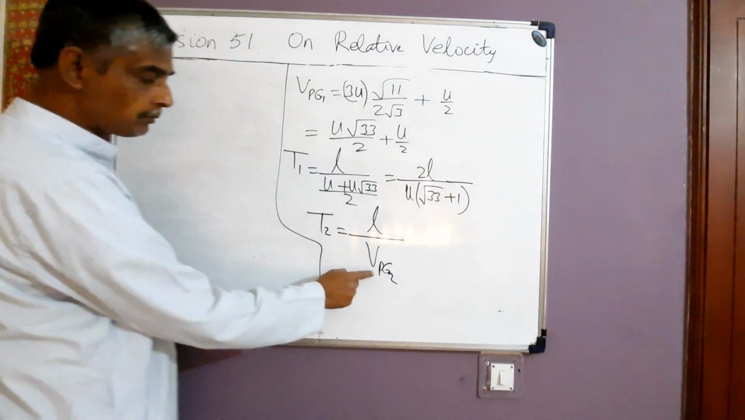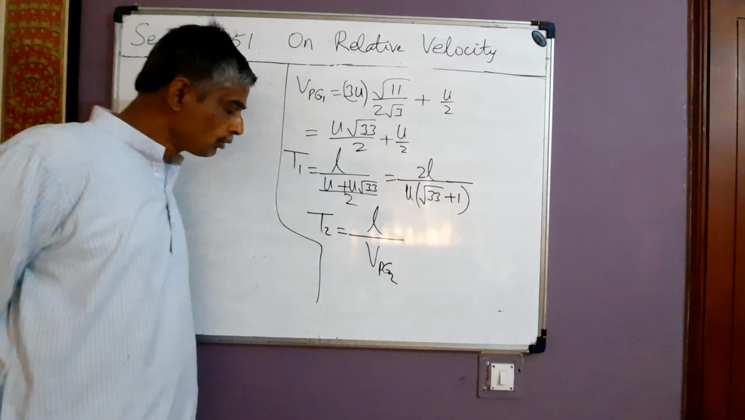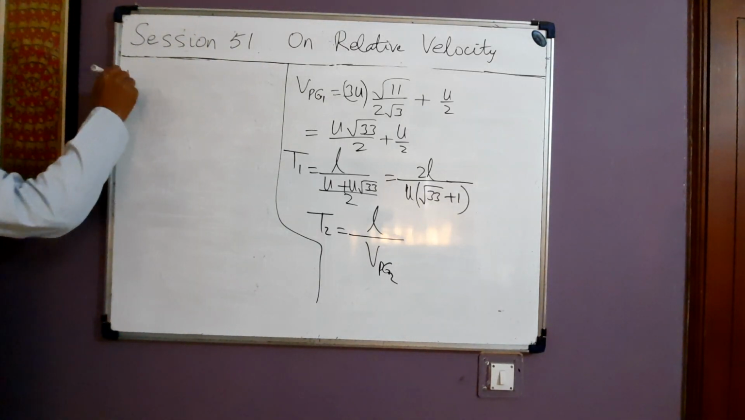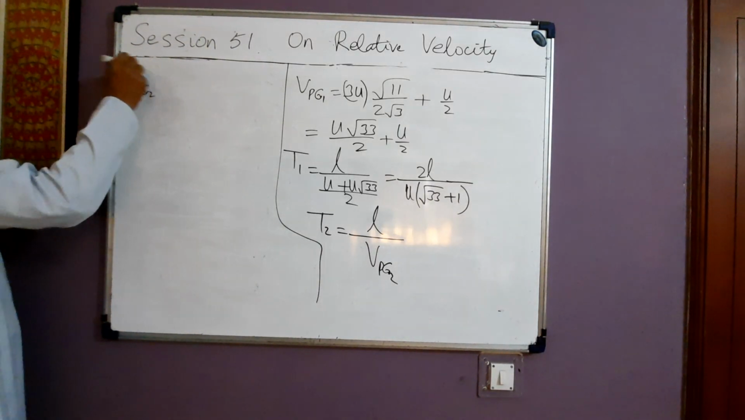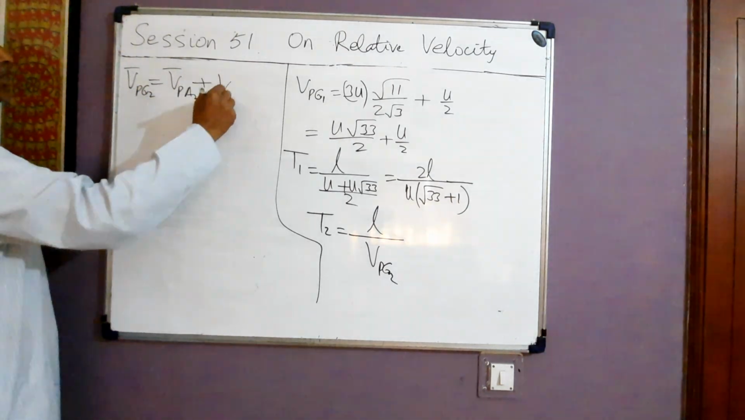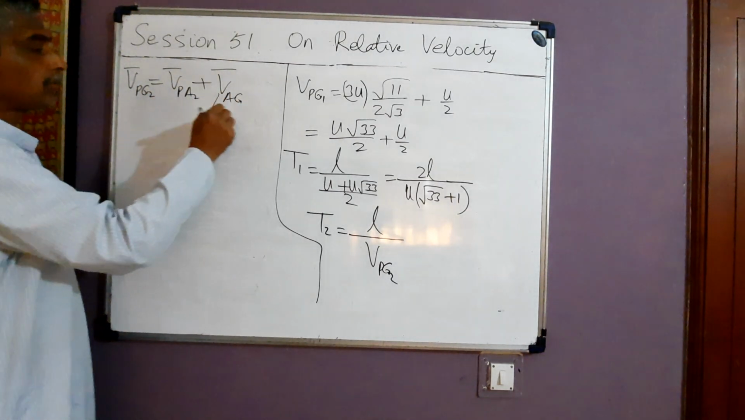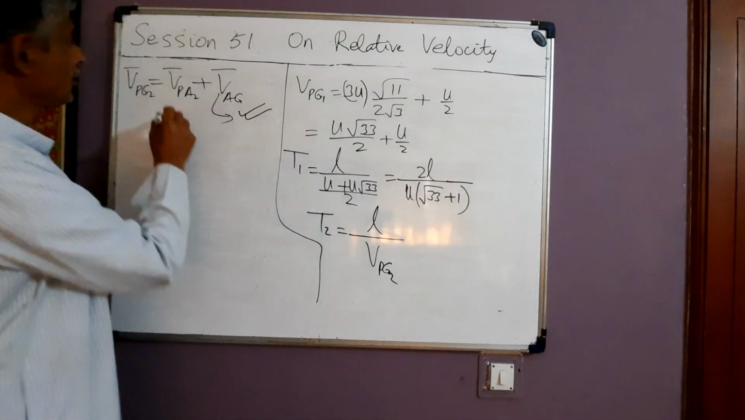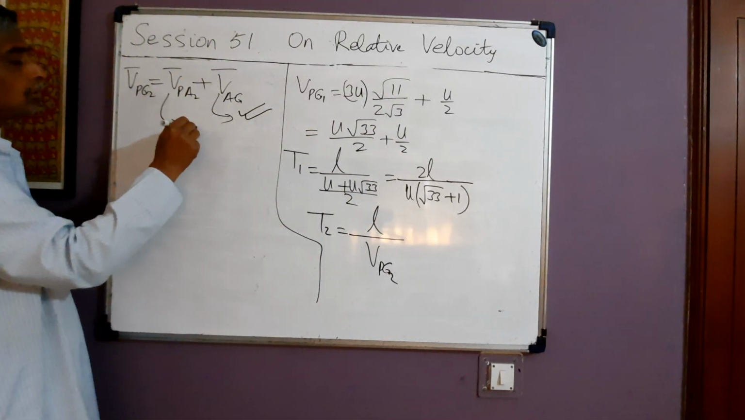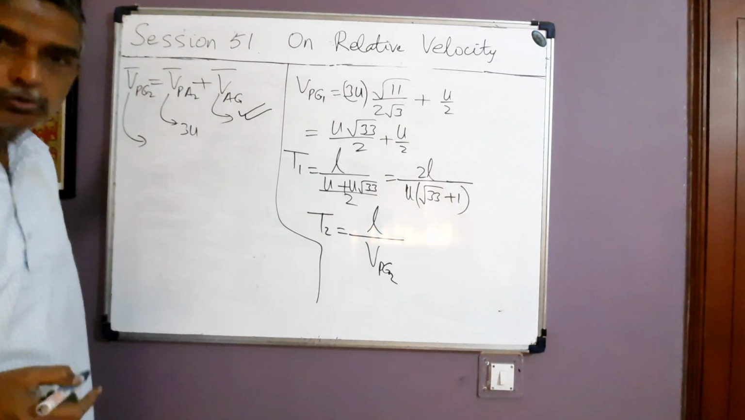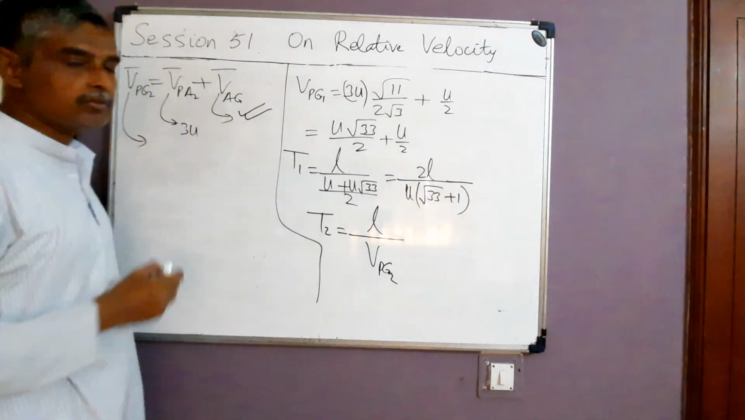Now, to find T2, we must know Vpg2. To know Vpg2, we must write down the vector equation. So, Vpg2 is equal to Vpa2 plus Vag. Again, we know the complete information about Vag: u eastward, magnitude and direction both known. For Vpa2, we know the magnitude 3u, but the direction is not known. For Vpg2, we know the direction C2 to C1, but the magnitude is not known. Therefore, it's again a problem of case 3.